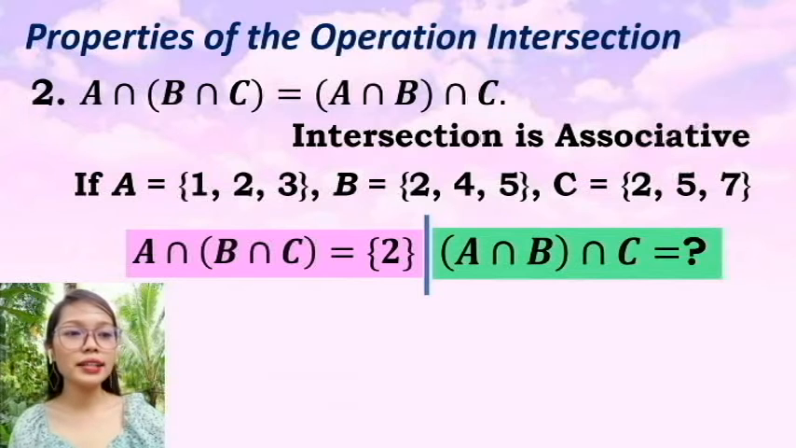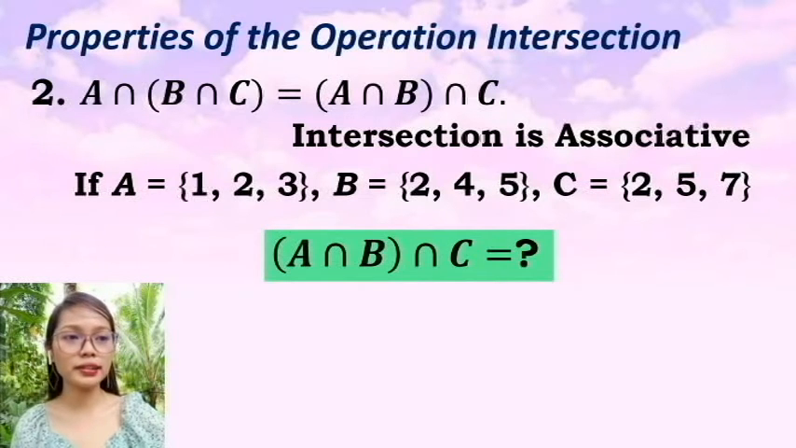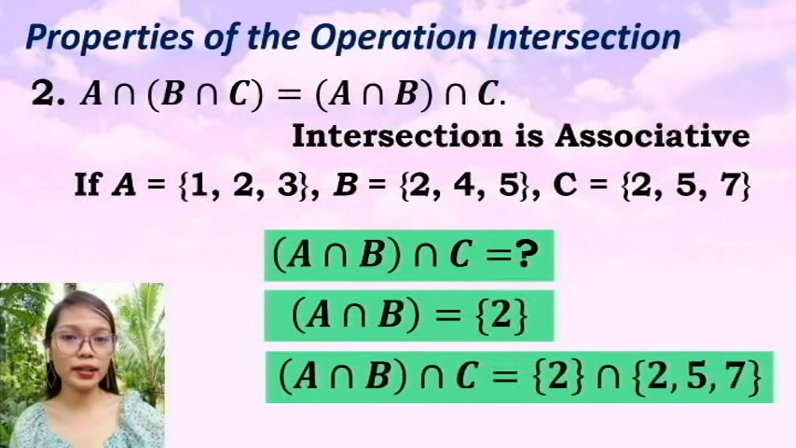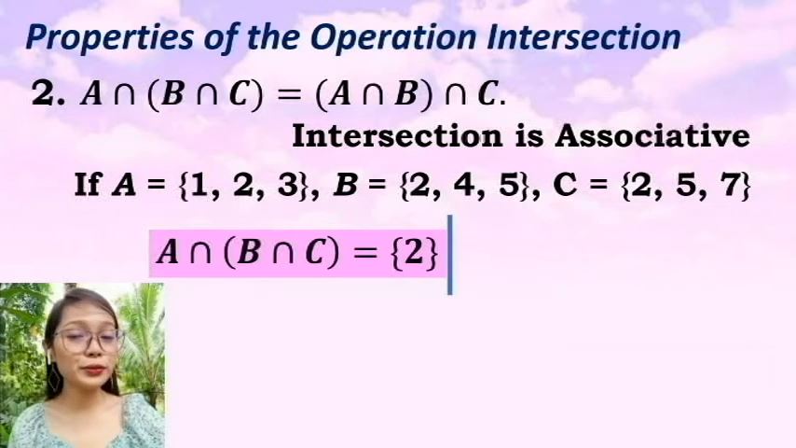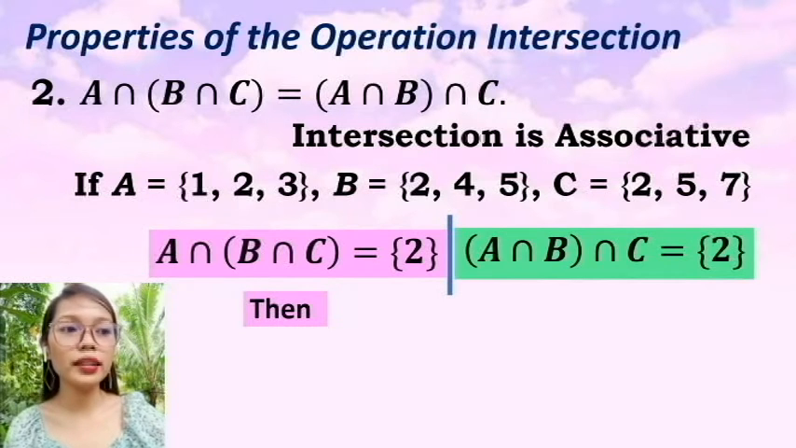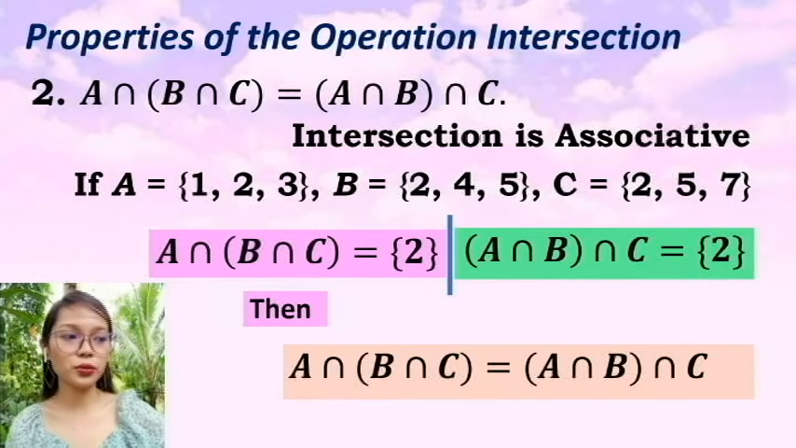On the right-hand side, let us simplify the content of the parenthesis, which is A intersect B. It is common to A and B based on the given. Okay, that is 2. So, this 2, we now intersect with 2, 5, and 7. So, what is common to them is again 2. Therefore, our claim is correct that A intersect B intersect C is just the same as A intersect B intersect C. Therefore, intersection is associative.